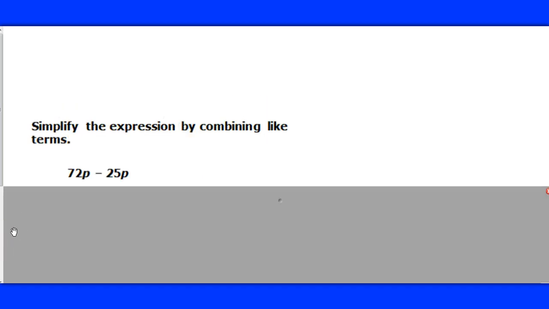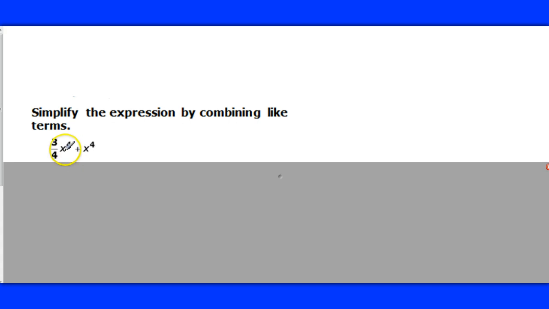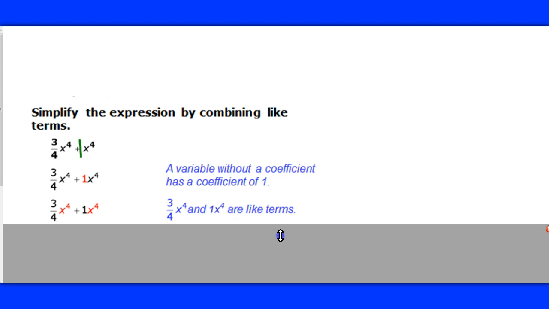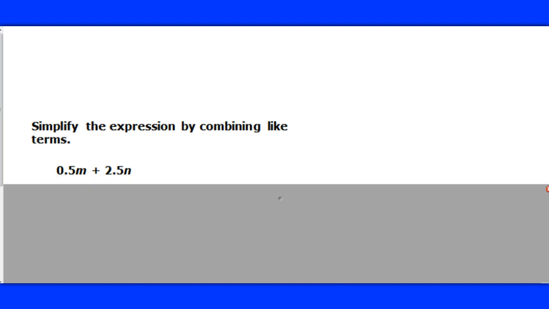When they ask you to simplify these by adding like terms or combining like terms, I notice that these are both p's, so then I simply look at the coefficients. 72 minus 25 is 47. The p stays the same. Okay? Here, there's an understood 1 in front of that variable. So 3/4 x to the 4th plus 1x to the 4th is going to give me 7/4 x to the 4th, or 1 3/4 x to the 4th.